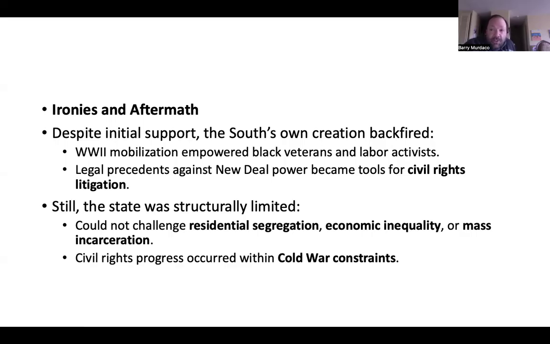Still, even though it backfired to some extent, that was limited. It could not challenge, this is referring to the government, could not challenge residential segregation, which we still very much have to this day, economic inequality, or mass incarceration. Civil rights progress did occur, but occurred within the constraints of the Cold War, something which Piven and Cloward talk about as well.